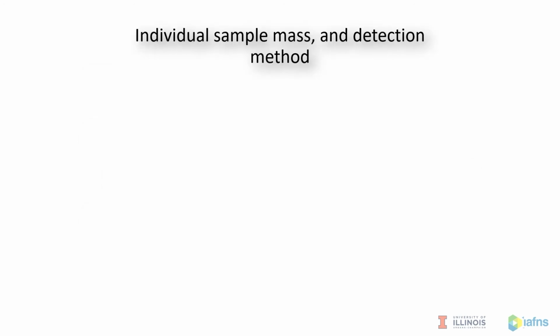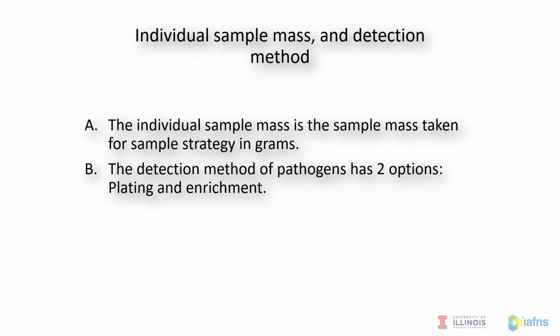Finally, the two remaining inputs are the individual sample mass and the detection method. The individual sample mass is the sample mass taken for sample strategy in grams. The suggested value is 25 grams. However, the user can adjust this value according to the type of produce or intended sampling strategy. The detection method of pathogens has two options, plating and enrichment. The user can select according to the pathogen under study for this sampling simulation.